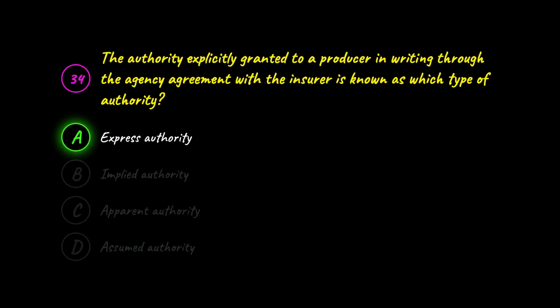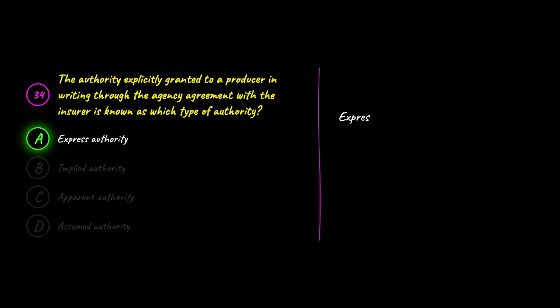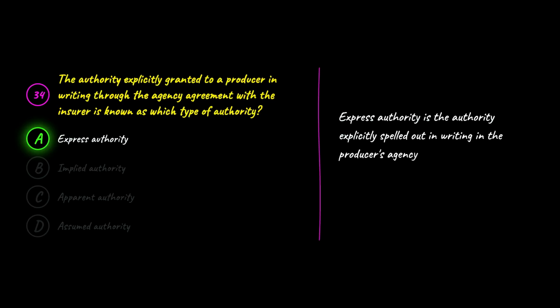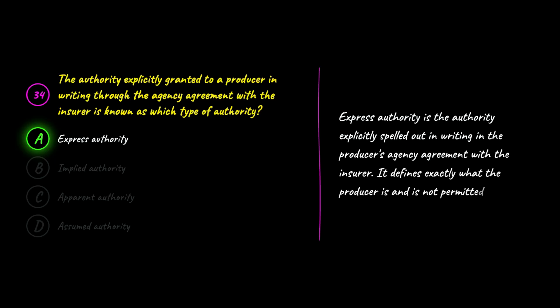The correct answer is A. Express authority. A is correct because express authority is the authority explicitly spelled out in writing in the producer's agency agreement with the insurer. It defines exactly what the producer is and is not permitted to do.